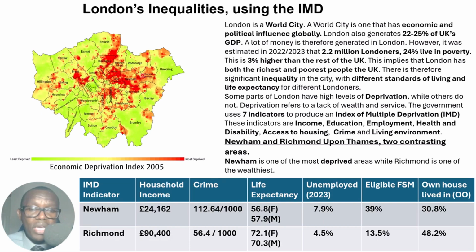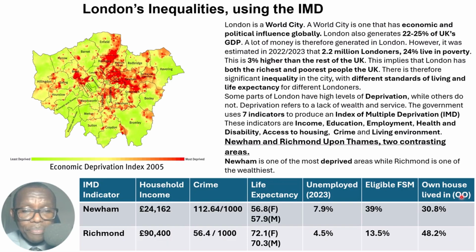And as you can see here, this here is the IMD, and if the color is red, it's obviously quite deprived. But if the color is tending towards the light green, then it's less deprived. And obviously, as you can see from the map, Richmond upon Thames is less deprived, and Newham here is quite deprived. Okay, so I have made a summary here of the indicators just for comparison purposes.